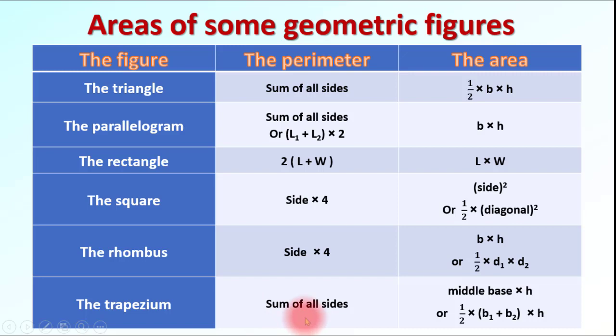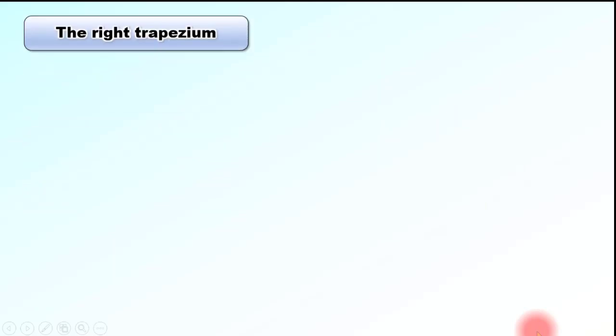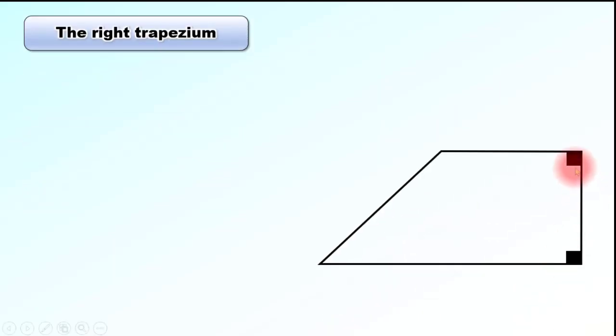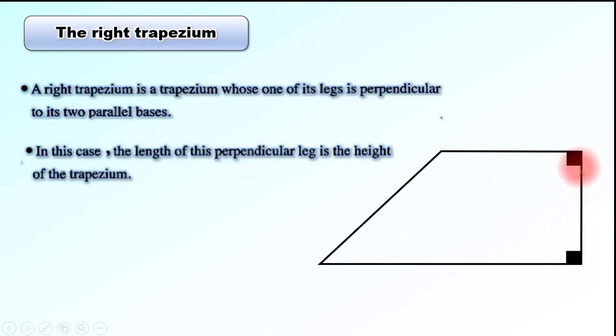The trapezium: its perimeter is the sum of all sides and its area is middle base times the height, or half times base 1 plus base 2, all times the height. The right trapezium is a quadrilateral in which two bases are parallel, and one of the other two sides is perpendicular to these two bases. This side is called the height of the trapezium.